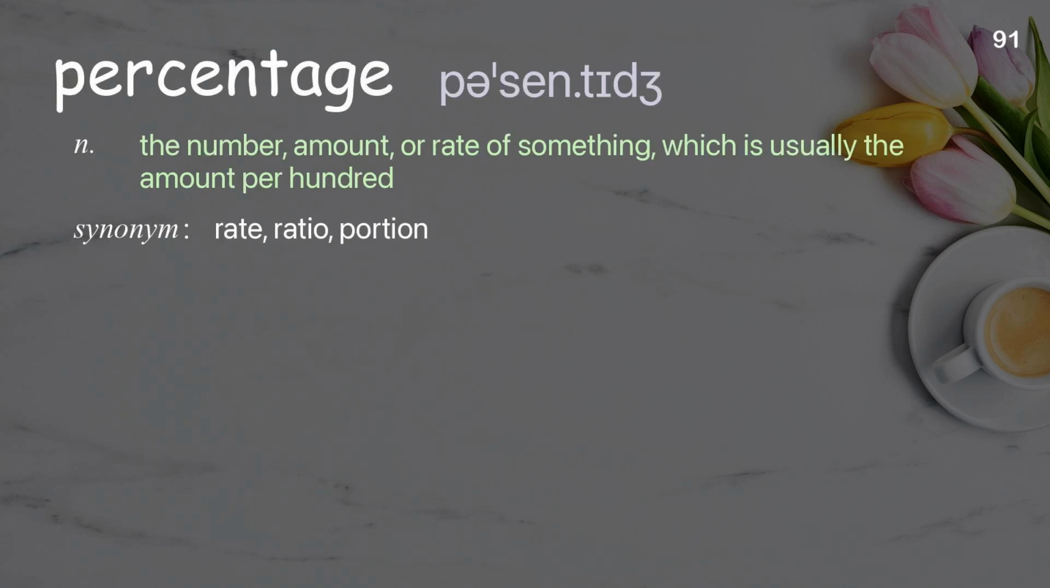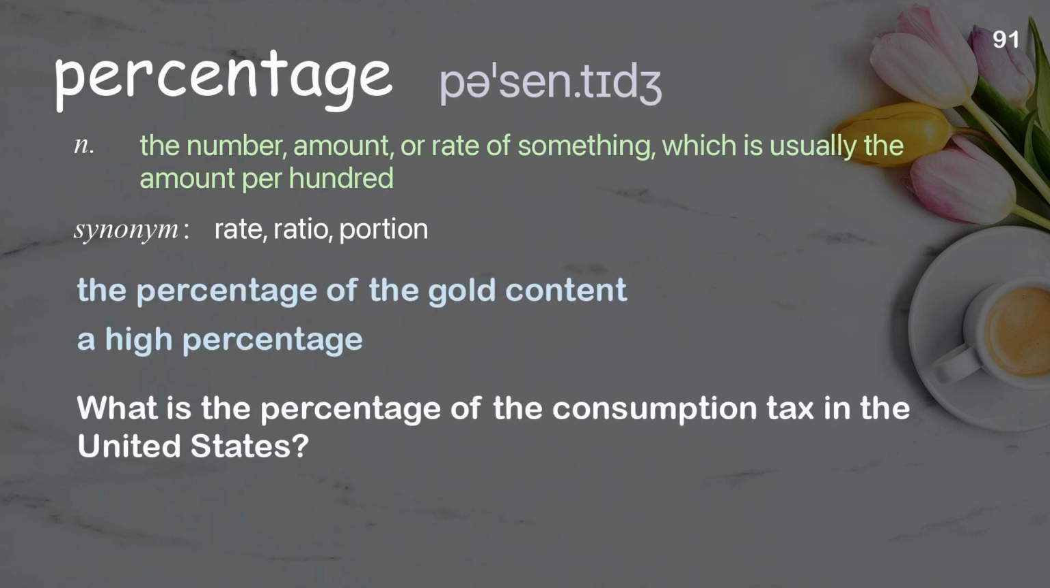Percentage. The number, amount, or rate of something, which is usually the amount per hundred. Examples: the percentage of the gold content. A high percentage. What is the percentage of the consumption tax in the United States?